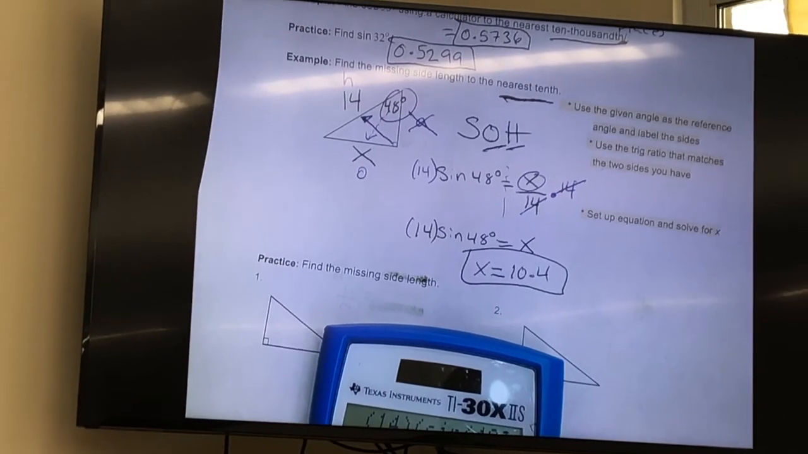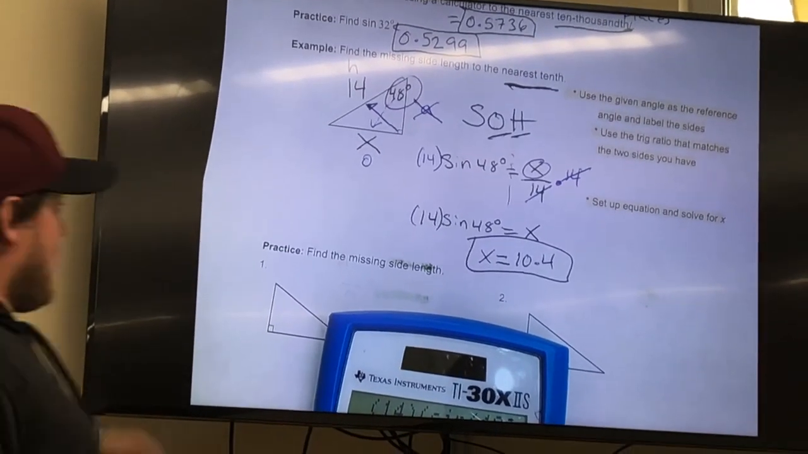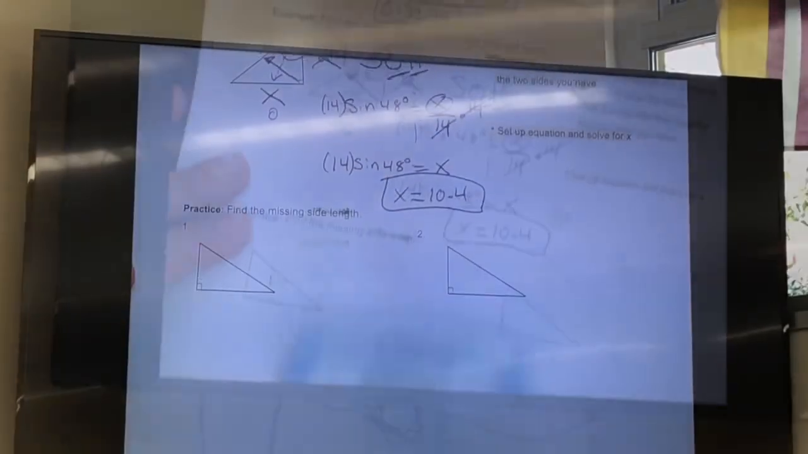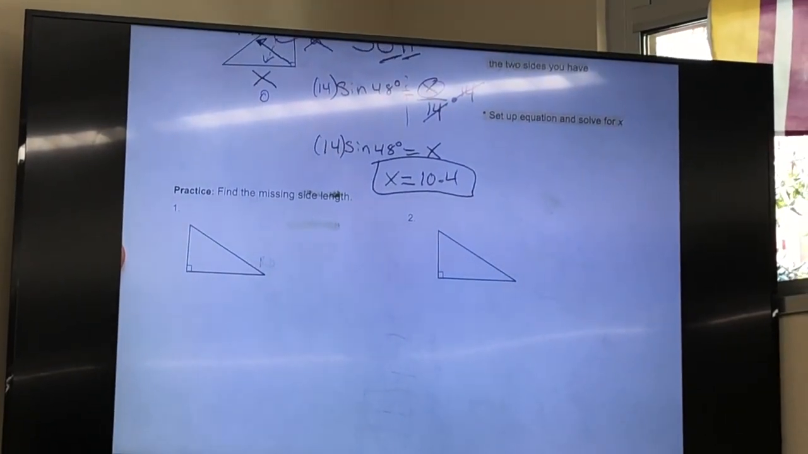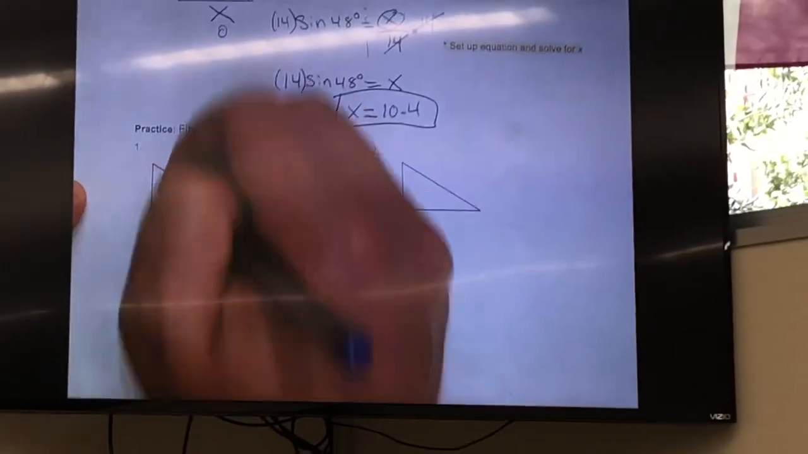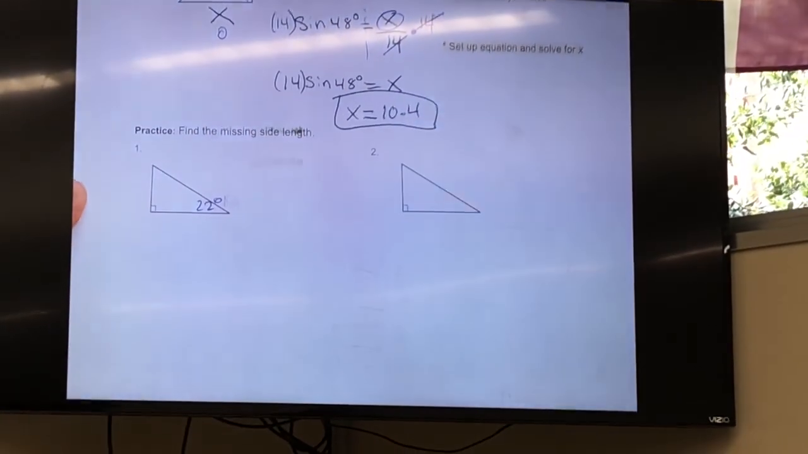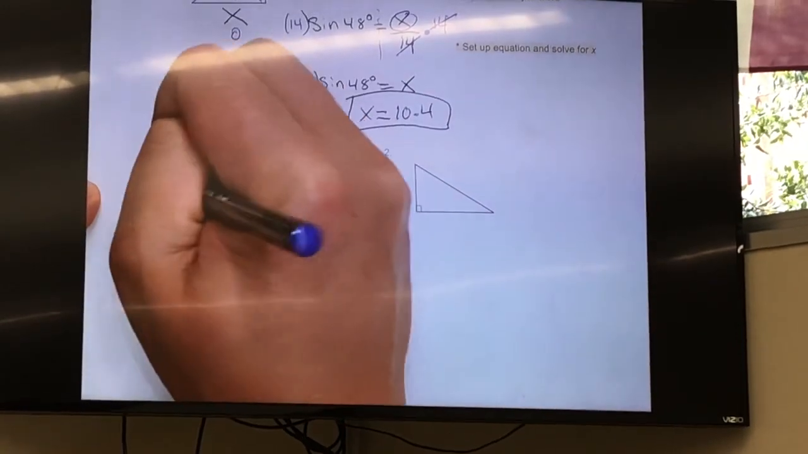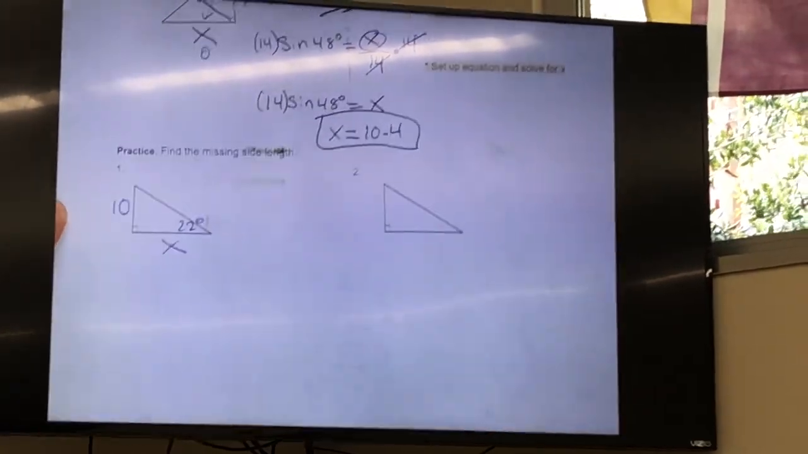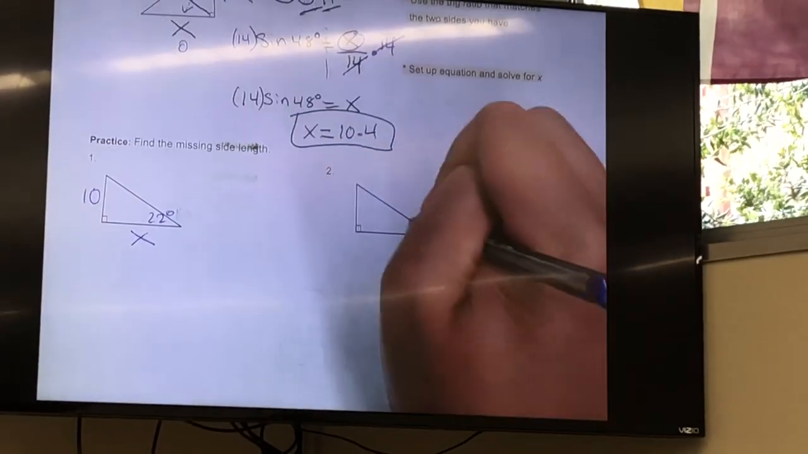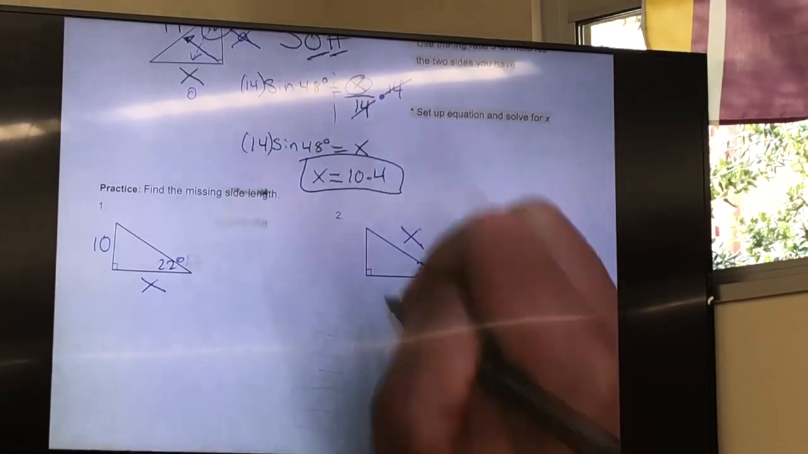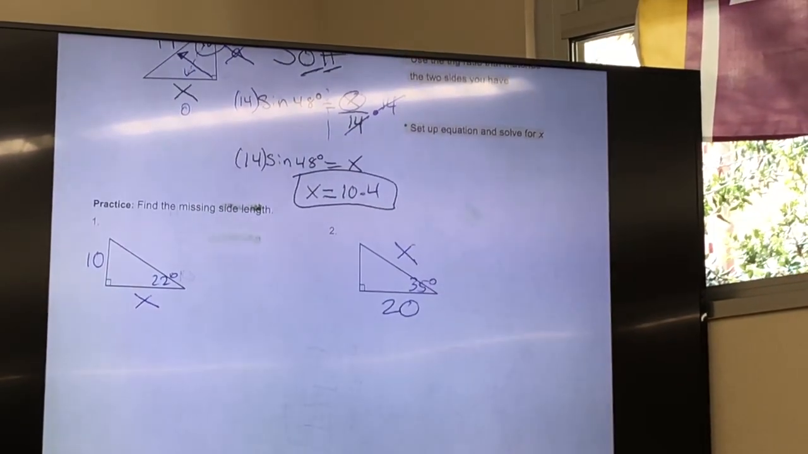Questions? All right, so class, go ahead and pause the video and we're gonna set up the practice problem. Miss May forgot to let me know you might wanna have the things on the triangle, so let's fill those out. So 22 degrees, this is our 10, and this is our missing side x. The other problem will be a 35 degrees. This is our x, and this is 20.